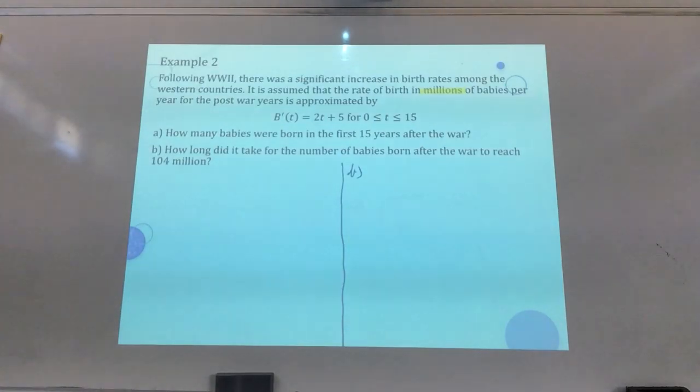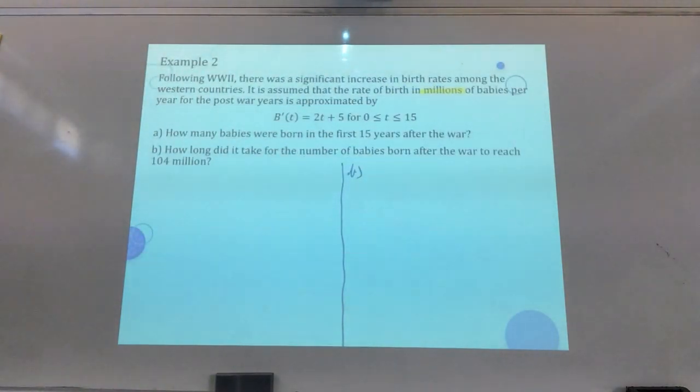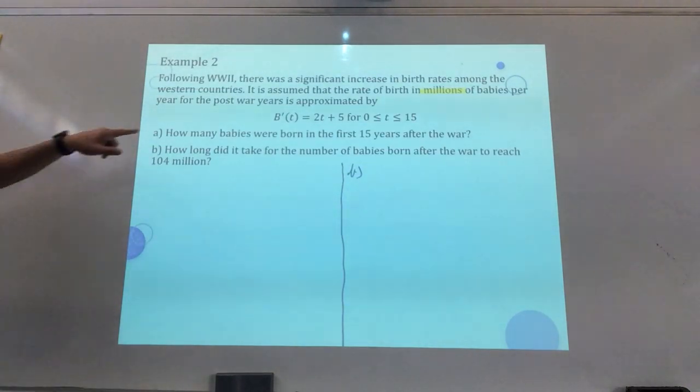So can you work out how many babies were born in the first 15 years after the war? You've got the bound here, 0 to 15. So you know the rate, you want to know the number of births. What do you do? You integrate. You need to integrate this.